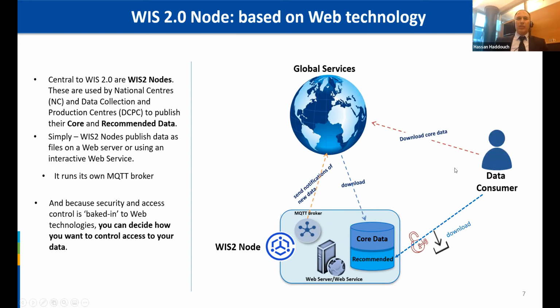And customers subscribe to topics in the global services, and they can download data from the global services if it is core data, or they download the data from the WIS2 node if it is recommended data. And here at the WIS2 node level, we have this access control to give the data provider control over access to their data.